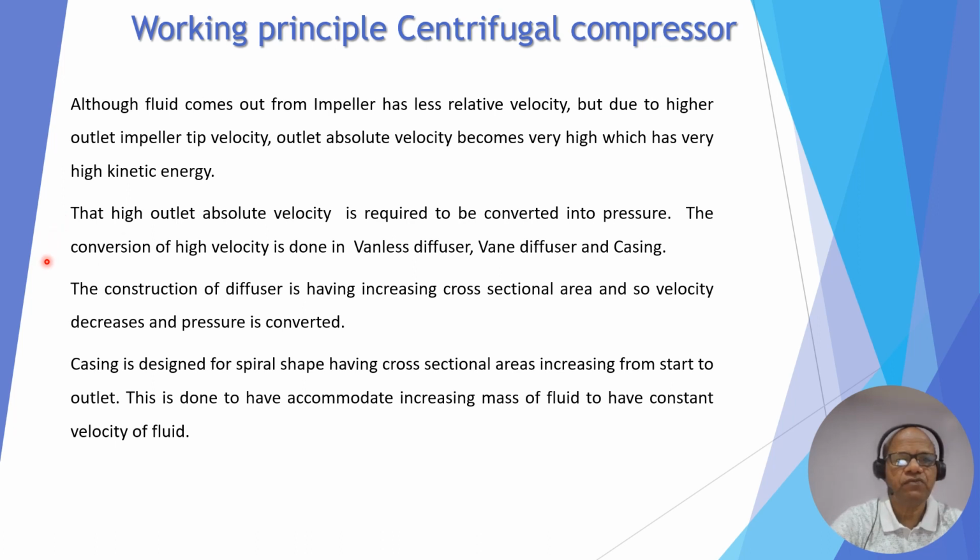The conversion of high velocity is done in the vaneless diffuser, vane diffuser, and the casing. The diffuser is constructed with an increasing cross-section area, so velocity decreases and is converted into pressure. The casing is designed in a spiral shape with cross-section area increasing from start to outlet, to accommodate the increasing mass of the fluid and keep the velocity of the fluid constant.